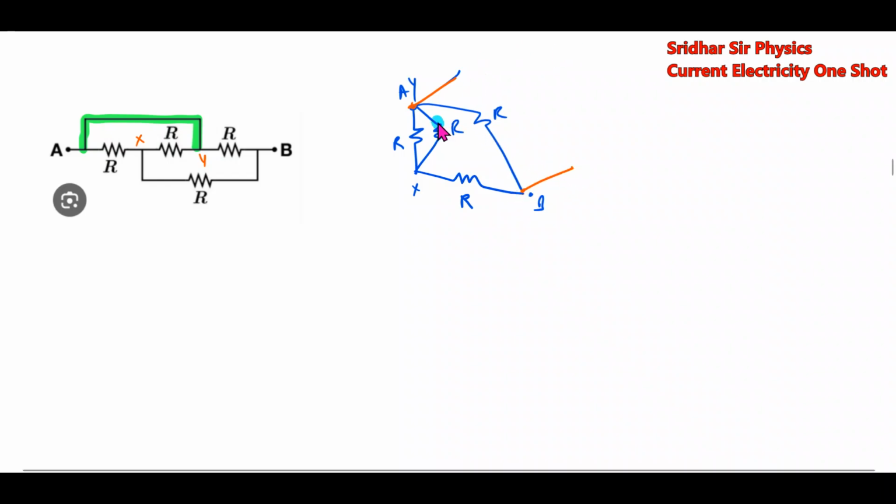So these two, how they are in series, that effective is in parallel. So the next part of the circuit will be R by 2. This X will be R. These two, how they are in series, 3R by 2.